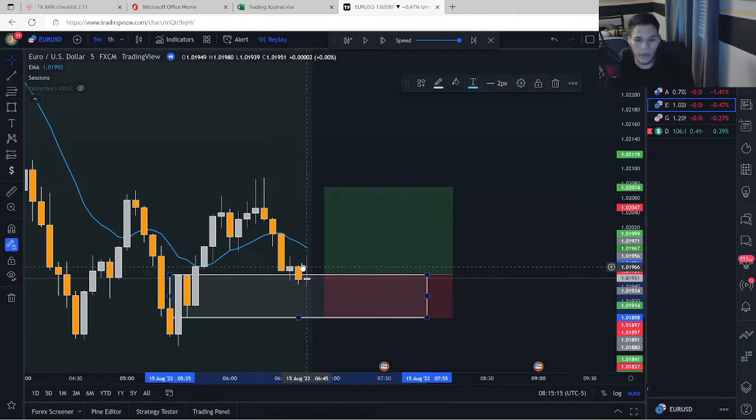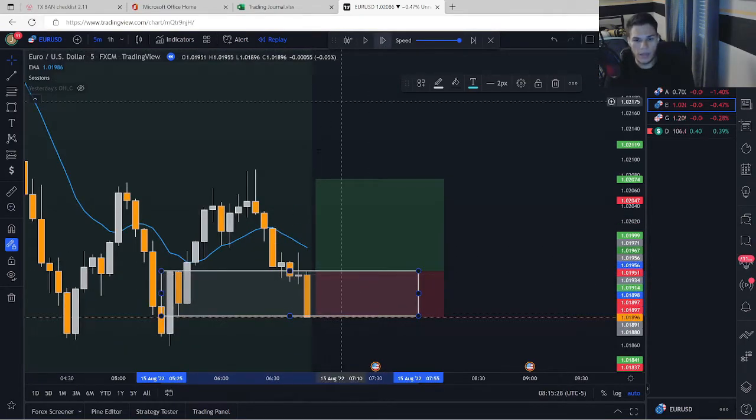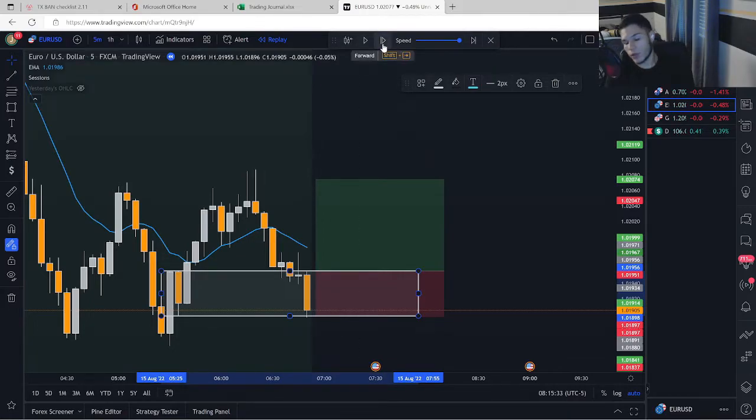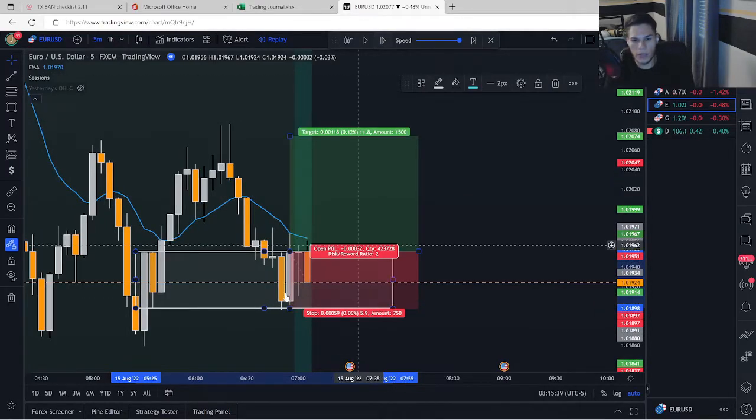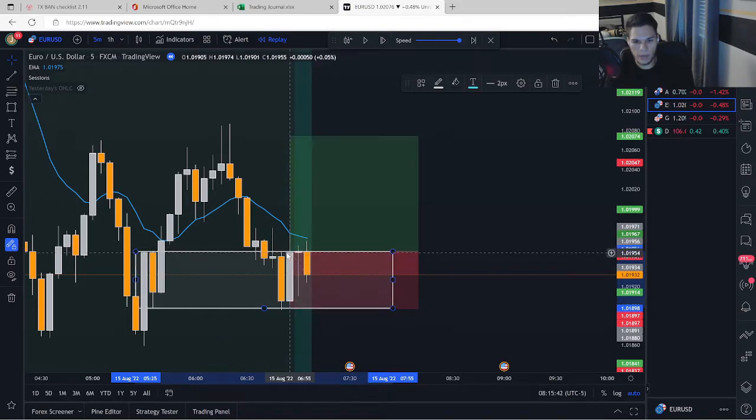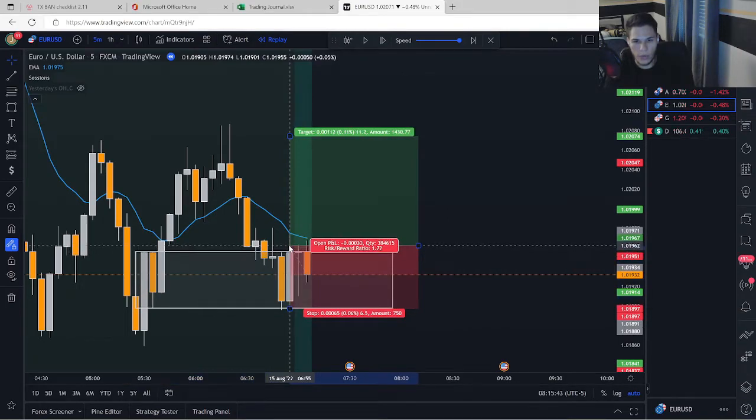I could have gotten in right here, but I basically have strict rules where I don't trade until New York session starts. If I would have traded right when this candle broke, this candle right here, I would have gotten stomped out immediately. So it was good that I waited for New York session to actually trade this setup. So I got in right here, basically.